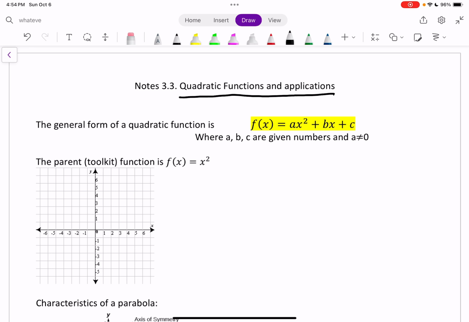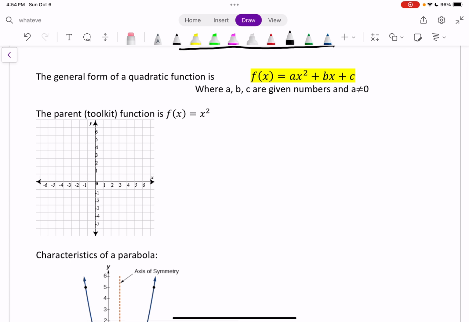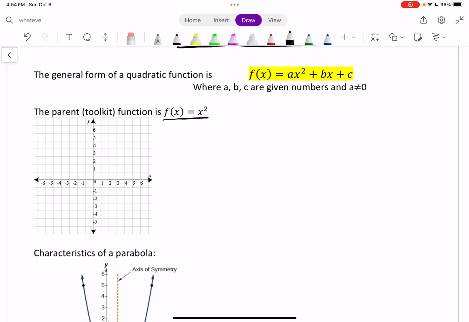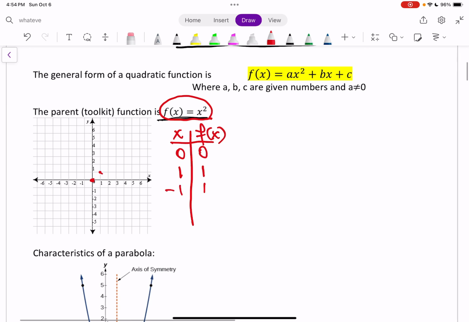else is happening. So number one, the quadratic function has its toolkit function as f of x equals x squared. So let me graph it one more time for you. If you plug in some values into this function, if you plug in a 0, 0 squared is 0. If you plug in a 1, 1 squared is 1. If you plug in a negative 1, negative 1 squared is also 1. And then let's see about 2 and negative 2. Of course, if you square both these values, you're going to produce a 4.